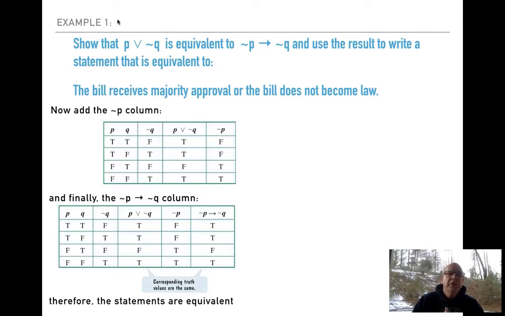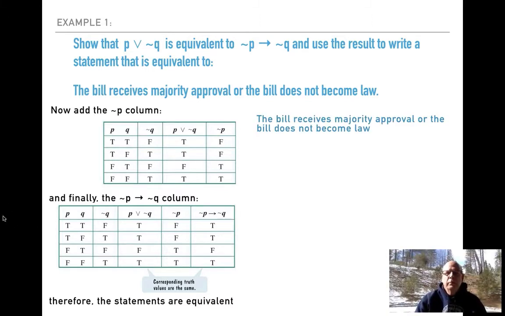So now let's answer the second part of that question, which is really the main part of the question, that says to create a statement that's equivalent to the bill receives majority approval or the bill does not become law. We want a statement that is equivalent to that using these truth tables.